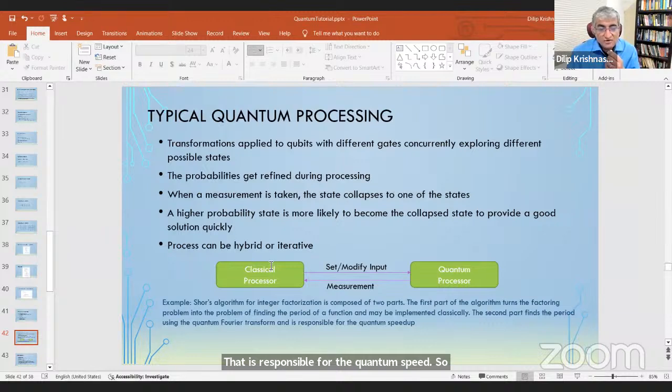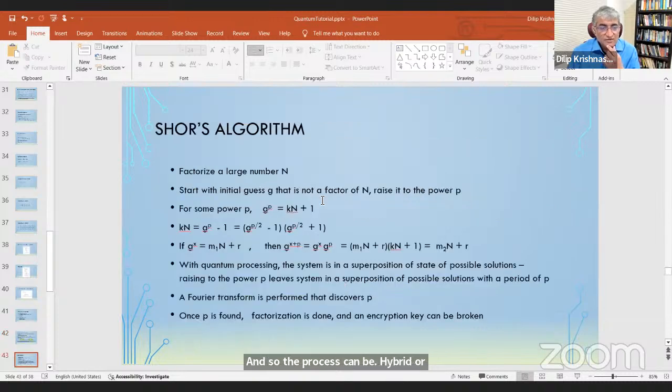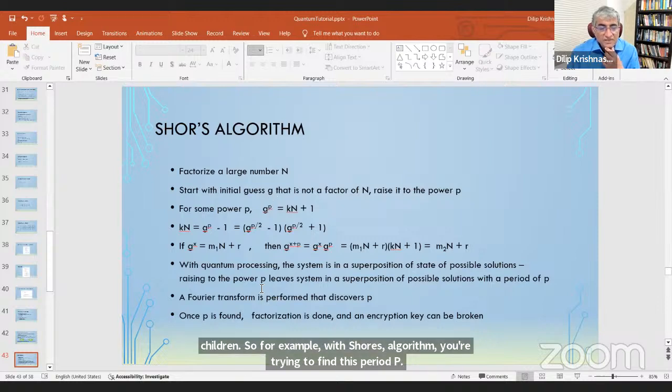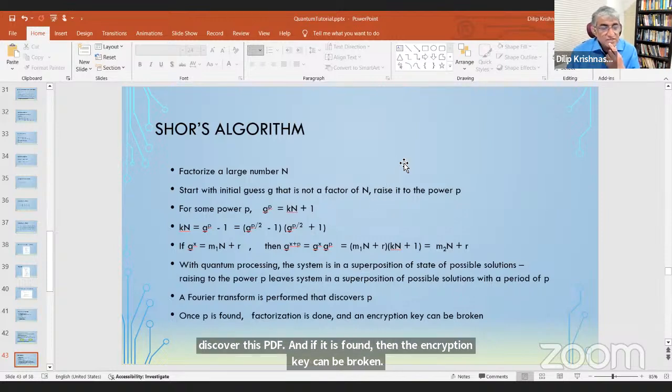There's some classical computation that works alongside the quantum computation, and so the process can be hybrid or iterative in general. So for example, with Shor's algorithm, you're trying to find this period P, and a Fourier transform is performed that is trying to discover this period P. And if it is found, then the encryption key can be broken. So this is one of the algorithms.